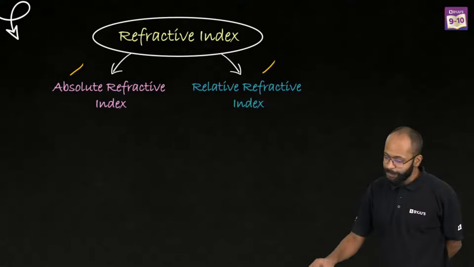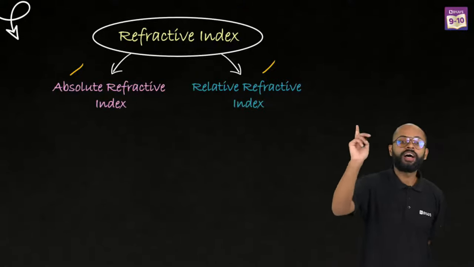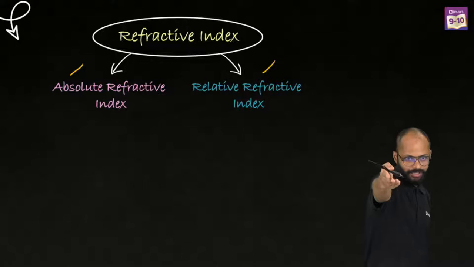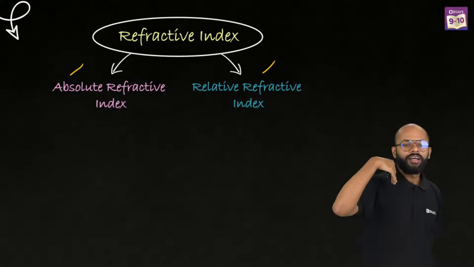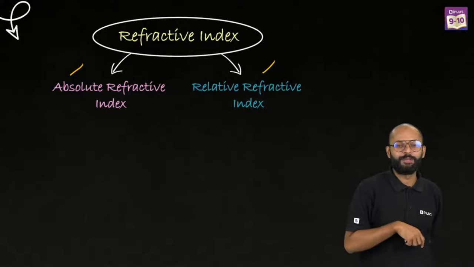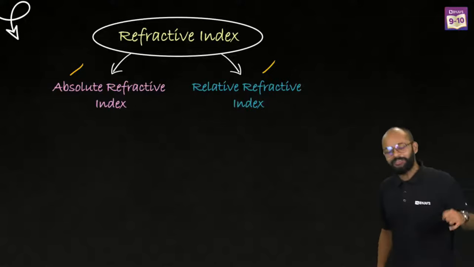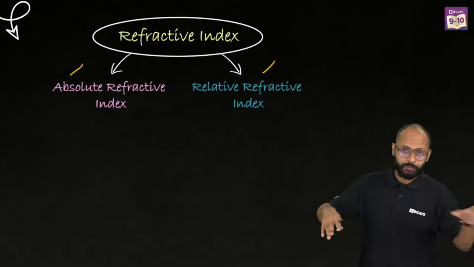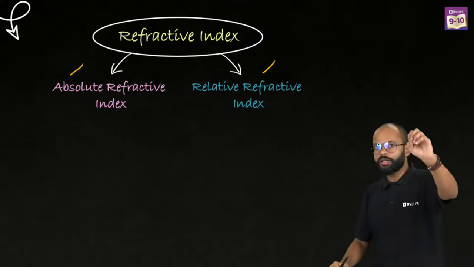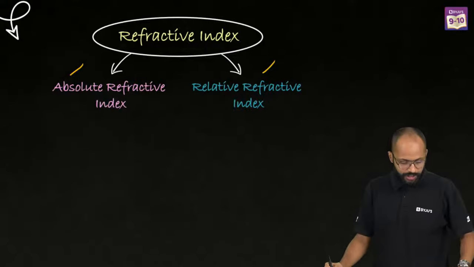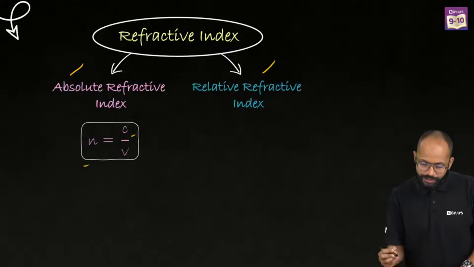Come on. Absolute is with respect to C by V. Yes, C by V. You're right. Achha, achanak se puchoge. Absolute refractive index is with respect to vacuum. With respect to vacuum or air, you can say, right? So it is with respect to vacuum or air. N equals C upon V.